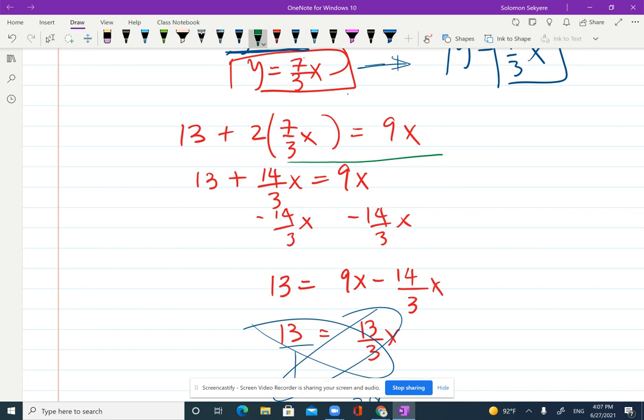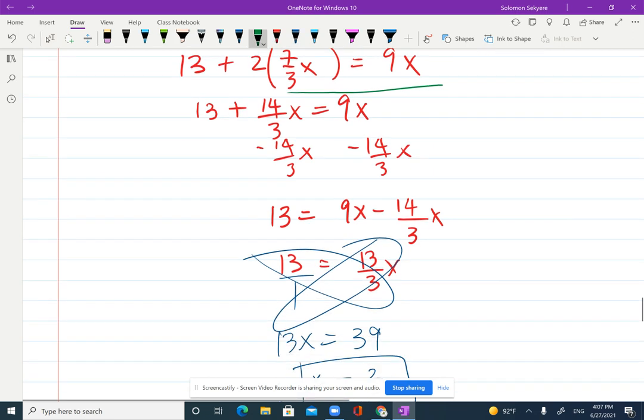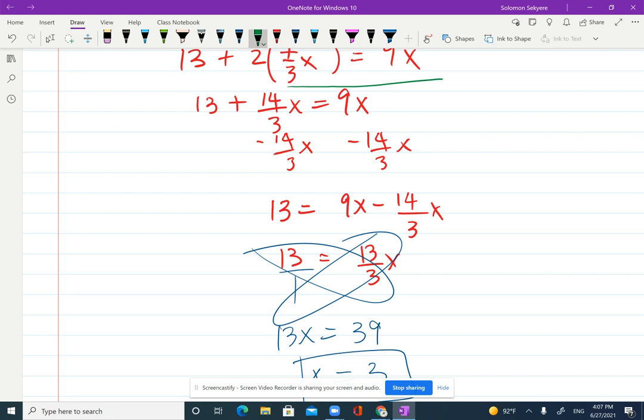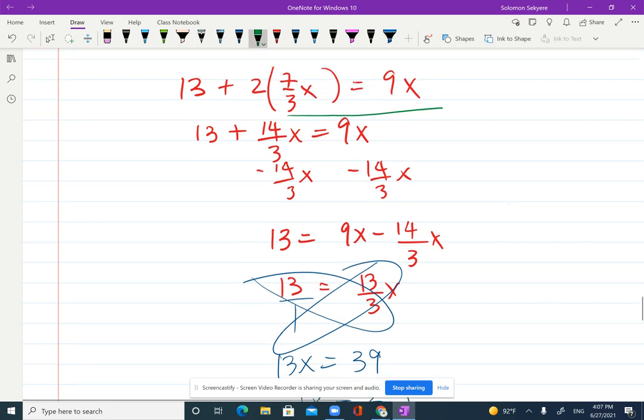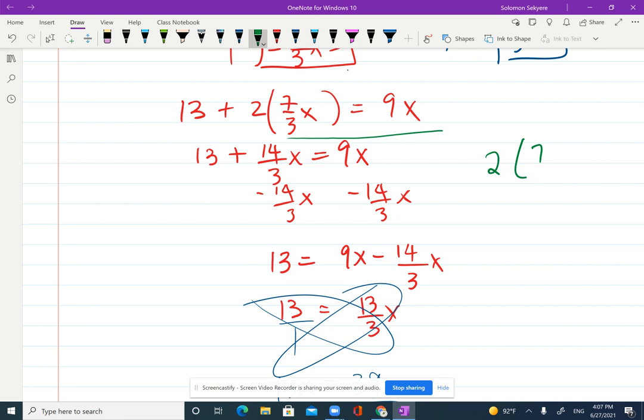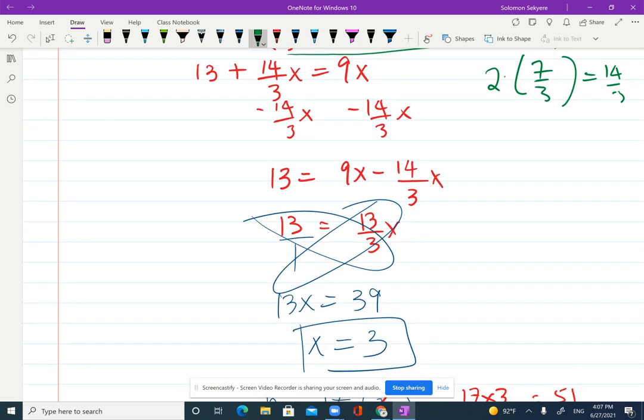I subtract 14x from both sides. So 13 equals 9x minus 14 over 3x. Okay, so you have to know that 2 times 7 over 3 is equal to 14 over 3. 2 times 7 over 3. That's how I got this. Okay, how do I do this? 3 times 9, 27. 27 minus 14 is 13. So this whole thing, I combine it to be 13 over 3x. And then I solve for this equation, x equals 3.